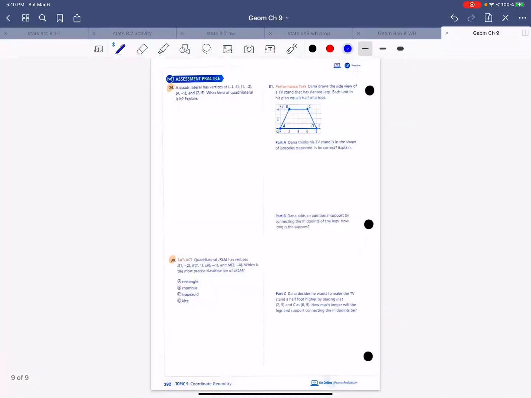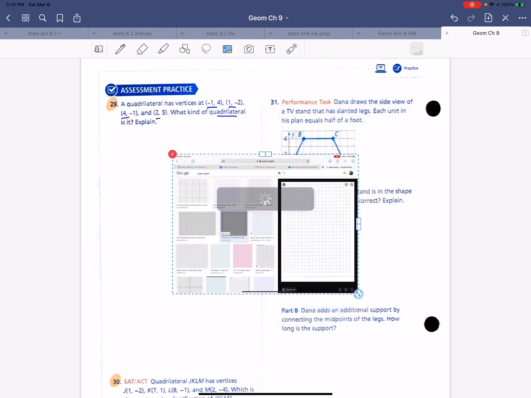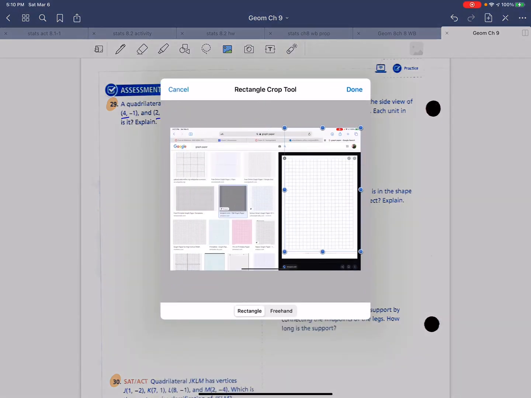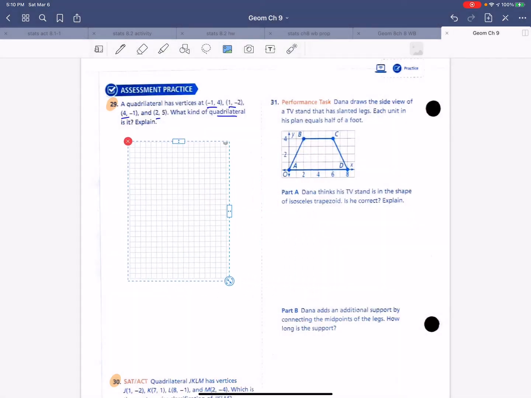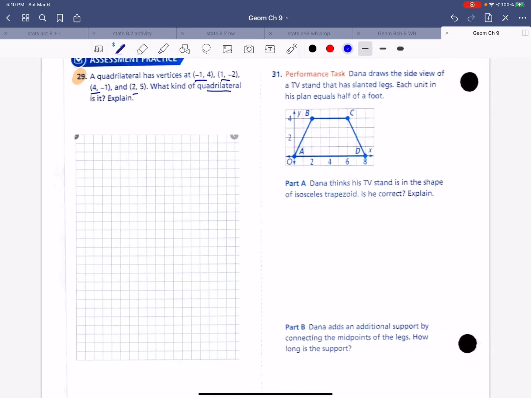All right, 2 more. An equilateral has a vertice of these 4. What kind of quad is it? Okay, so let's get out our graph paper. So if that's my origin, I have -1, +4, and I'll call that A. 1, -2, I'll call that B. 4, -1, I'll call that C. And 2, 5, I'll call that D. What kind of quadrilateral is this? So let's investigate.